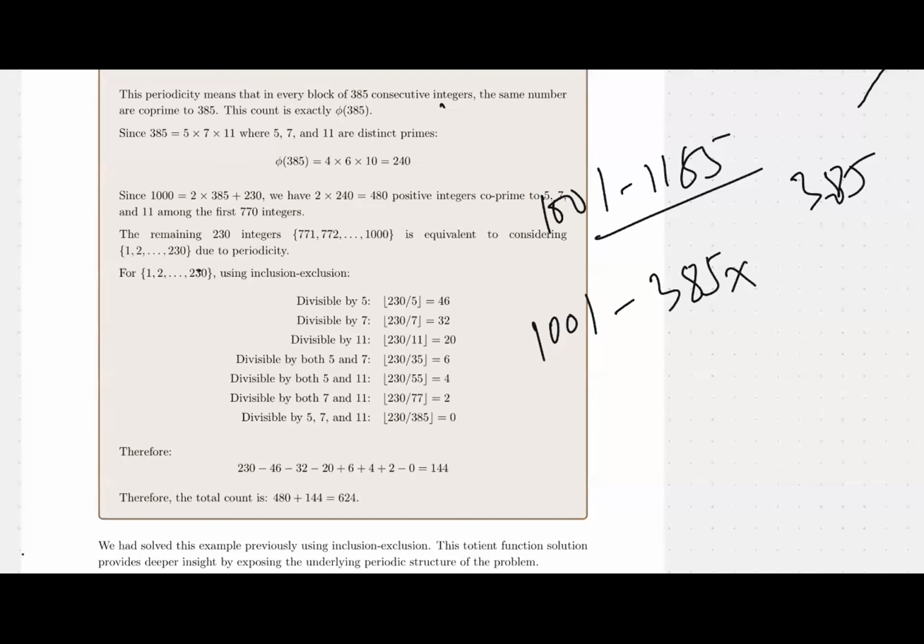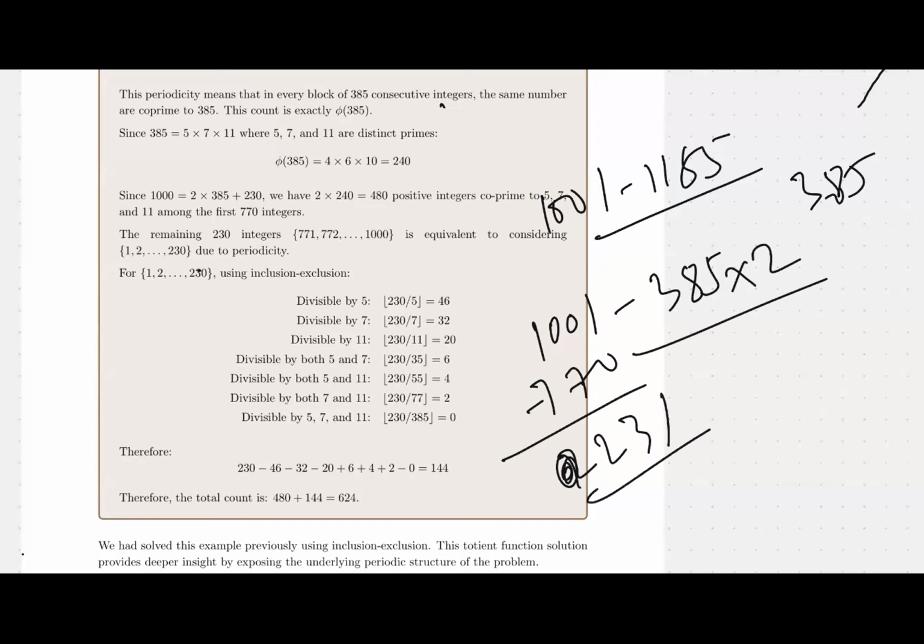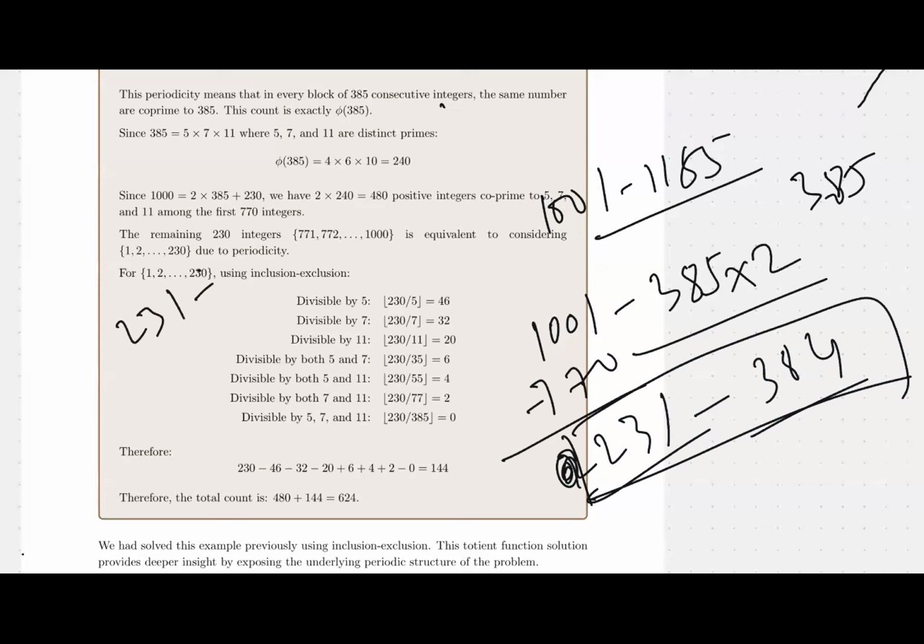Correct? Yes, sir. So what will this number be? Sir, 331... sorry, 231. Correct, right? So 231 to 384. So this is the range we want. The idea is that we have to find all the numbers between 231 and 384 which are co-prime to 385. We get this number, and we subtract it from 240 times 3.